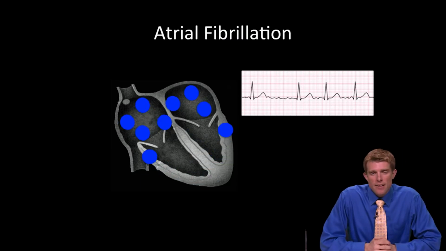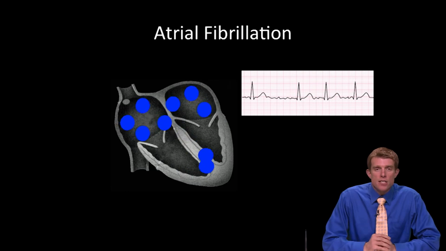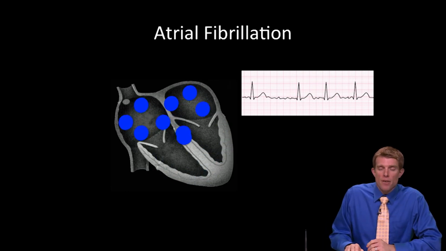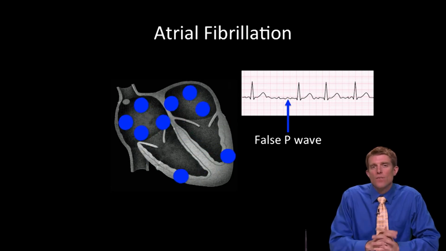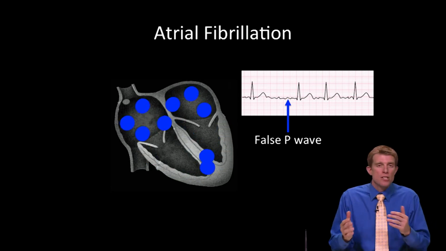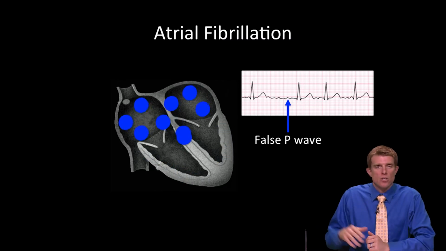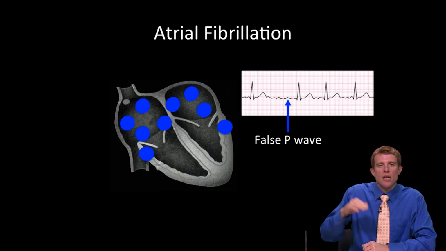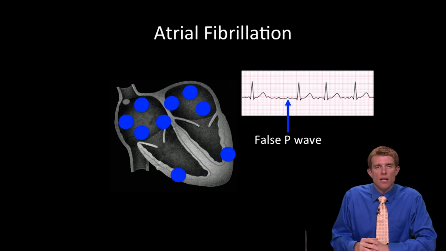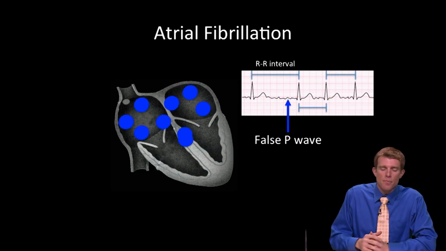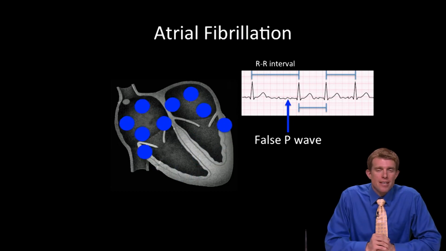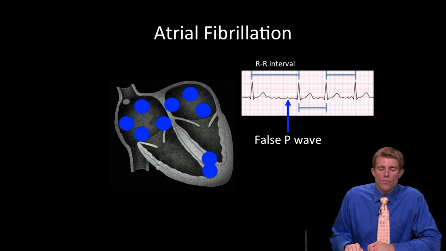What this looks like on our rhythm strip or ECG is a disorganized rhythm of the atria, so no real P waves. You might see something that I call a false P wave, because patients are often moving and the baseline looks a little bit wavy, but you won't see any regular P waves that look the same preceding the QRS complexes. Your RR interval tends to vary, so we would say it's an irregular RR interval.